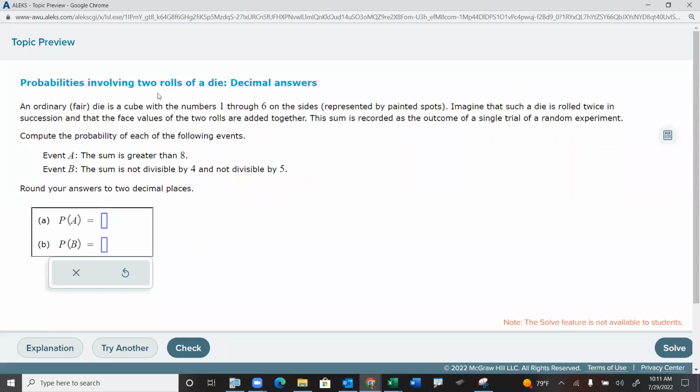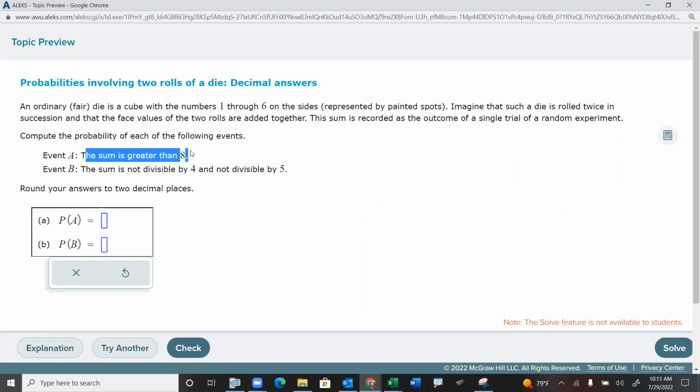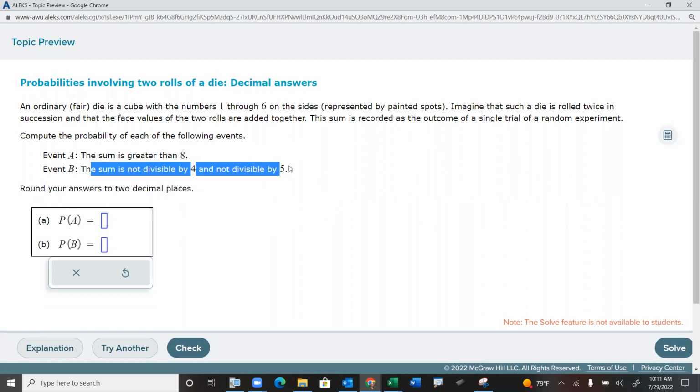Okay, so probabilities involving 2 rolls of a die. The author goes into a lengthy explanation of what a die is. Event A: the sum is greater than 8. Event B: the sum is not divisible by 4 or 5. So what's the probability of event A?